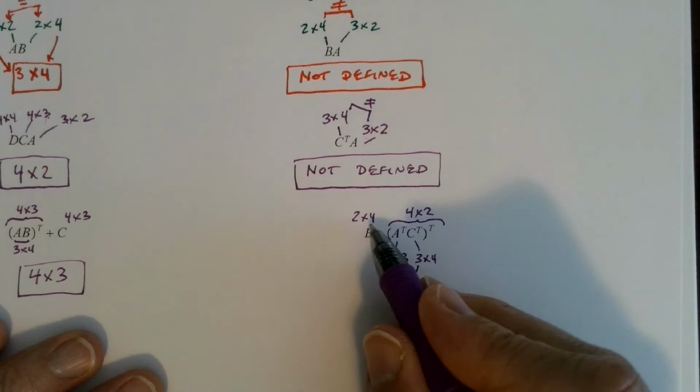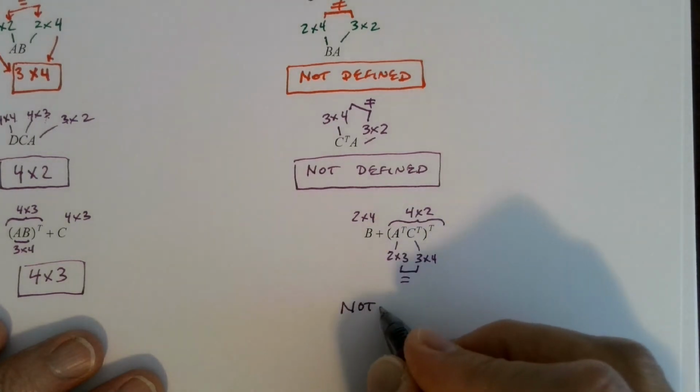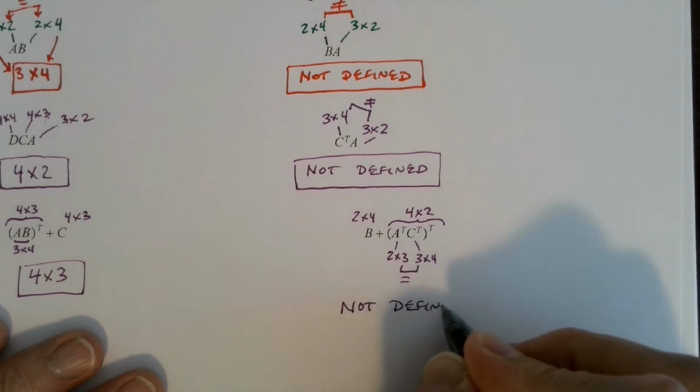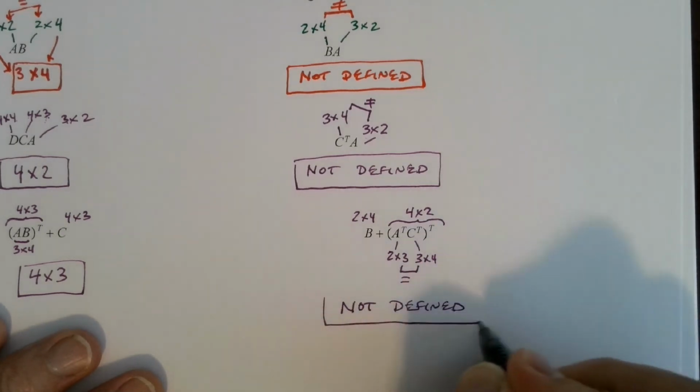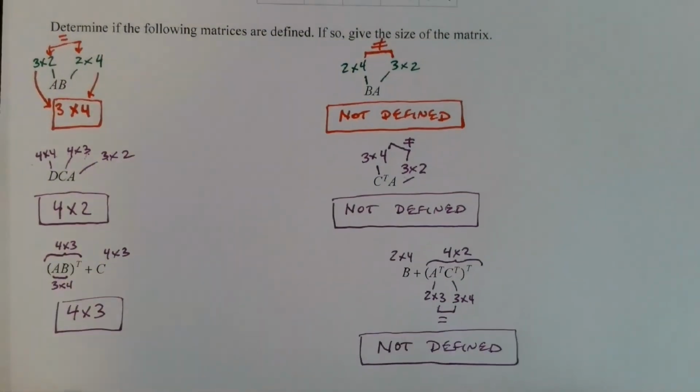This says 2 rows, 4 columns. This says 4 rows, 2 columns. So again, this is not defined. You do have to be careful. We're talking about addition or multiplication. Okay. So notice in all these examples, they're real nice. They're not actually asked to compute anything. Just say, is the product or is the expression defined? And if so, what's the size of the resulting matrix?